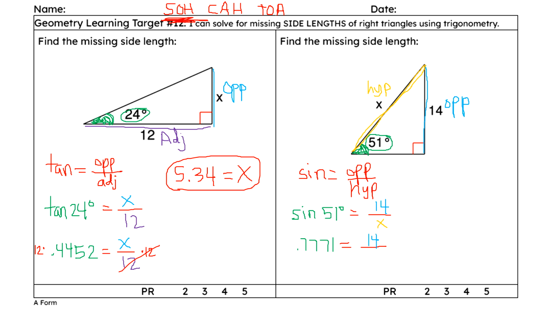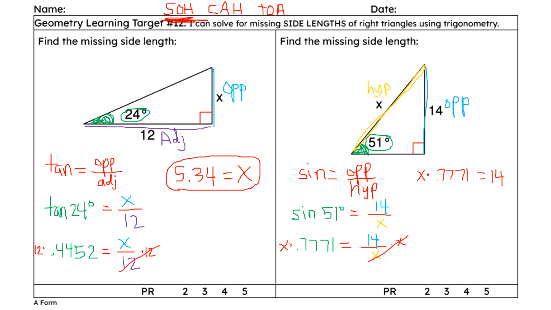All right, I want to get rid of this pesky divide. So I am going to be multiplying each side by the denominator so I can get that x out of the denominator. So let's multiply each side by x, because now that will be gone on this side. So now I'm going to be left with, and we're going to have to continue over here, this one is a little bit more work. So x times 0.7771 will be equal to 14.